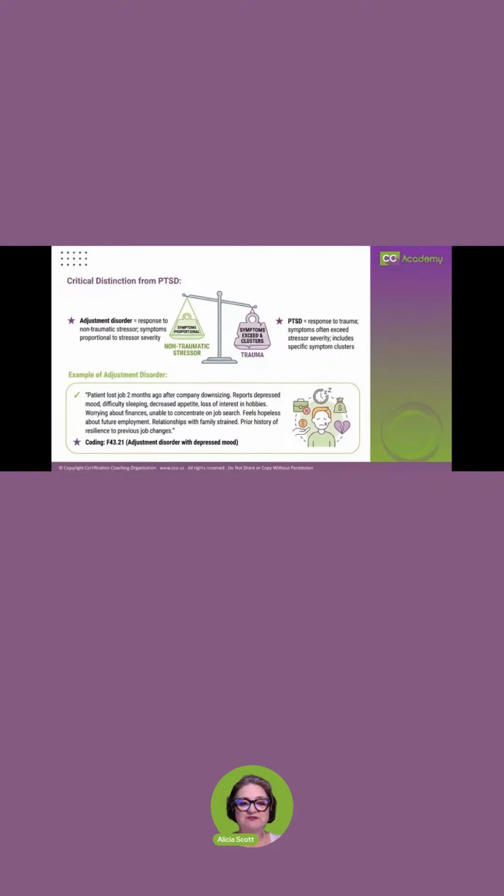Now, here's an example. Patient lost job 2 months ago after company downsizing. Reports depressed mood, difficulty sleeping, decreased appetite, loss of interest in hobbies, worrying about finances, unable to concentrate on job search, feels hopeless about future employment, relationships with family are strained, prior history of resilience with previous job changes. That's F43.21, adjustment disorder with depressed mood.